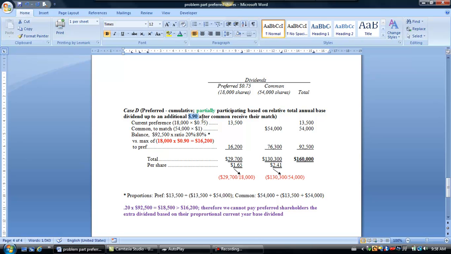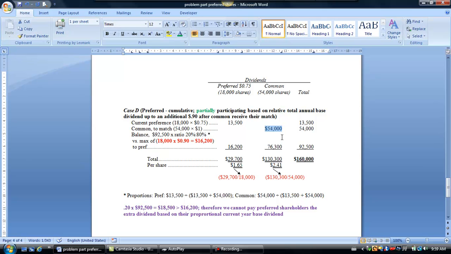Let's have a look. So now, in this case, there's nothing in arrears, so we don't have to worry about that. So in the current year, of the full 160,000 that we said in our question, we're assuming the company's declaring that these preferred shareholders are going to get their current year dividend. Again, there's no arrearages, so they're getting 13,500 right off the top. But there's no participation until the common get their match. So before we can calculate participation, we have to give 54,000 to the common, because don't forget their match is $1 a share, and we have 54,000 shares issued and outstanding.